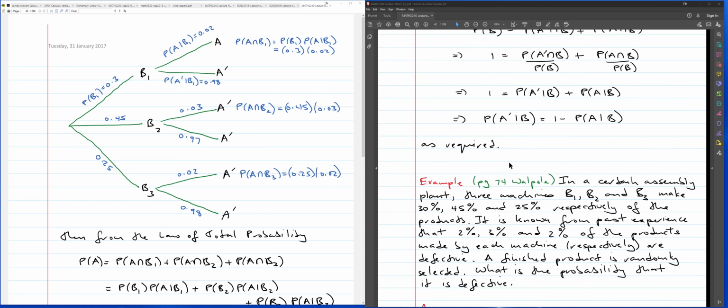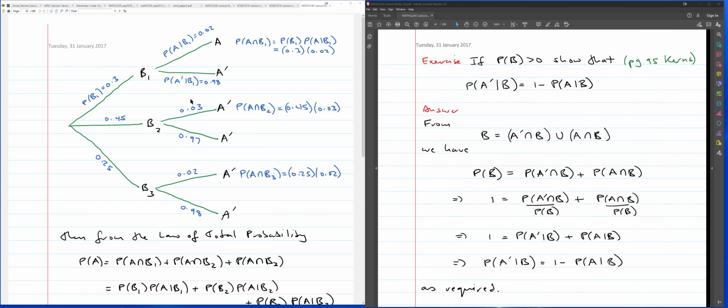I mentioned this a little earlier: if I want to get the probability for this edge over here, I can get it by using the fact that A complement is the complement of A. This complement formula also holds for conditional probabilities. So if the probability of A given B1 is 0.02, then the probability of A complement given B1 would be 1 minus this probability, and 1 minus 0.02 is 0.98.